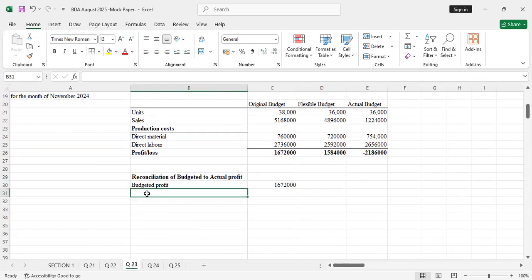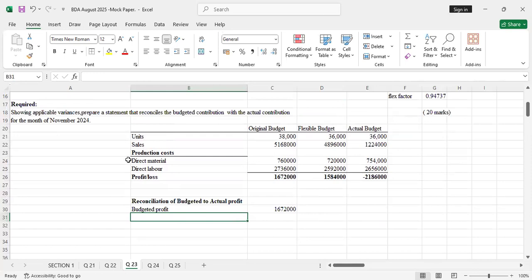Then now we are going to look at the variances. How are we going to get these variances? Go to the statement, you realize that we have sales. Because we have sales, we look at the first variance, which is called sales price variance. So just come here and say sales price variance. By indicating that, you have already shown that there's a variance.